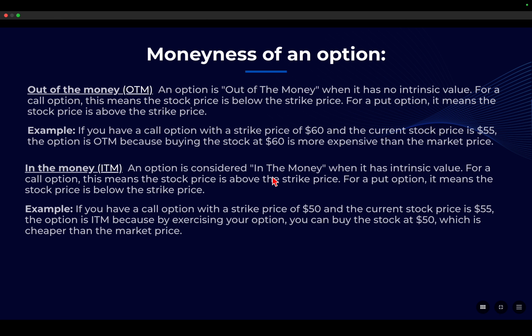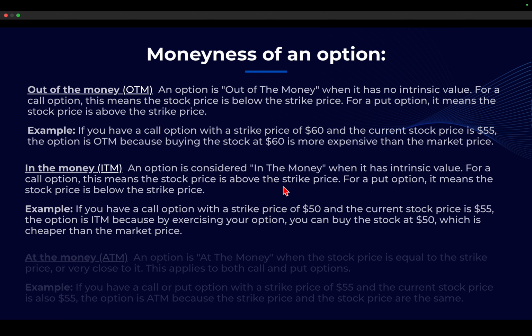So an in-the-money option has intrinsic value. For a call option, this means that the stock price is above the strike price. For a put option, it means the stock price is below the strike price. Again, I'm going to show you examples of this in a few minutes. If you have a call option with a strike price of $50 and the stock's currently trading at 55, this means it's in the money. And it would benefit you if you wanted to exercise that option to buy the stock at $50 and then instantly sell it for $55.